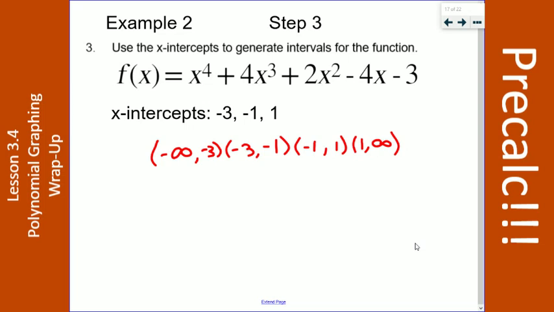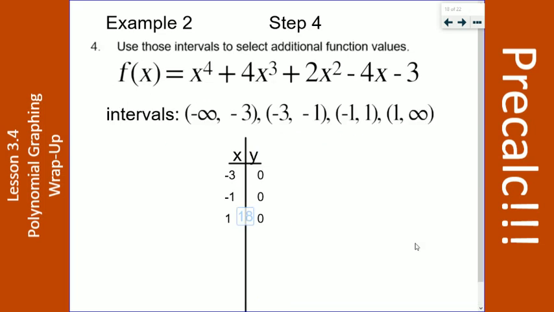So hopefully you paused and found that the intervals that you want to work on are -∞ to -3, -3 to -1, -1 to +1, and then 1 to infinity. Okay. So now we want to select some additional function values for those intervals. So select those x's, find out what their y components are, and figure out your additional points. You need 4 additional points, so I will see you on the other side of your selection and identification of what those y values are.